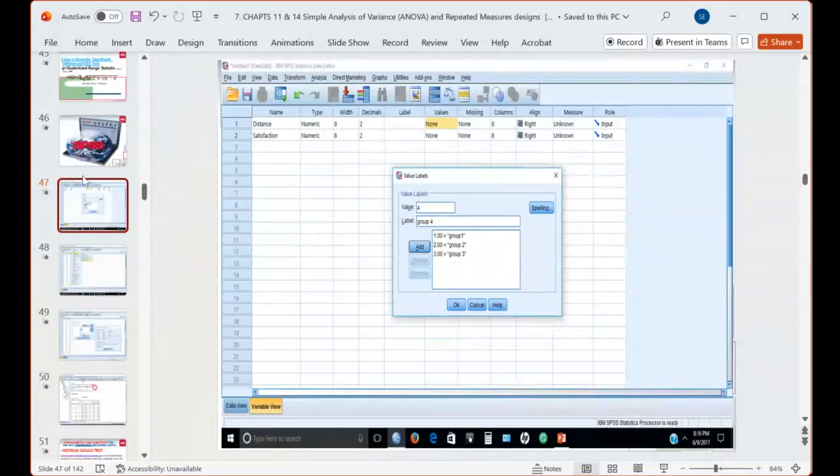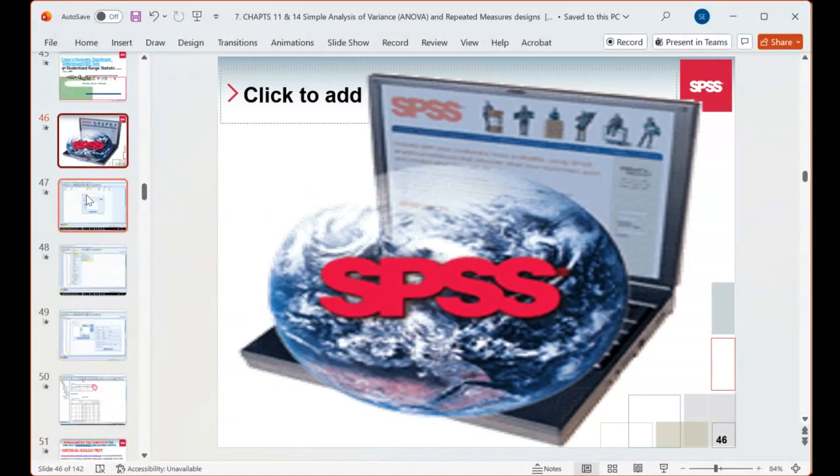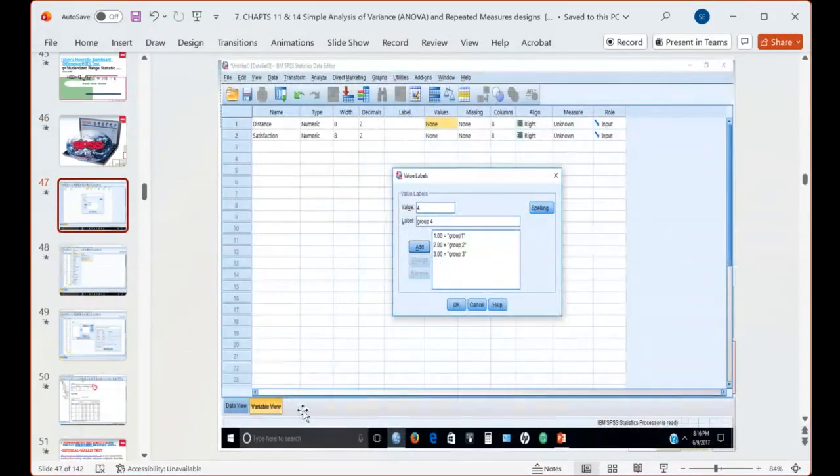Once again, you turn on your computer, okay? And you go to variable view, always the same. Name your variable distance. And then we have satisfaction. So you click on data view at the bottom left.